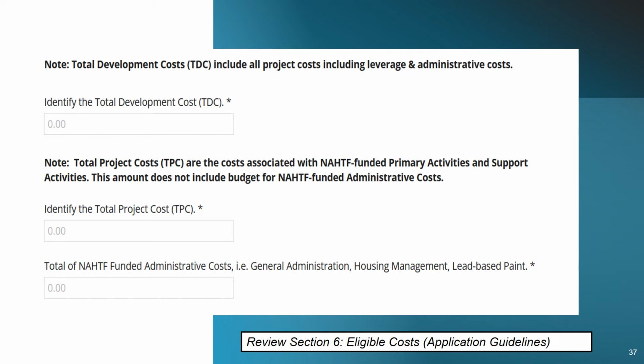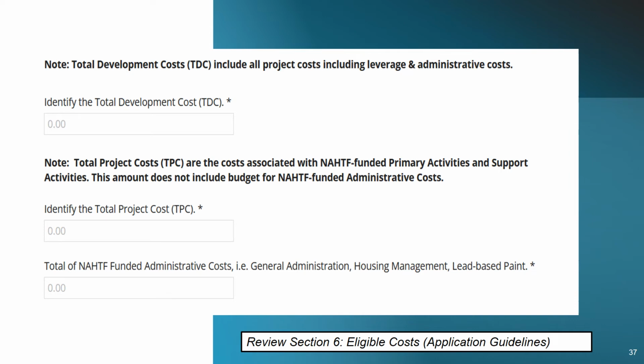Total development costs will include all project costs, including leverage and administrative costs. Insert the total development costs in this first field. The next one is total project costs. Total project costs are the trust-funded primary activities plus the trust-funded support activities. This amount does not include trust-funded administrative costs.